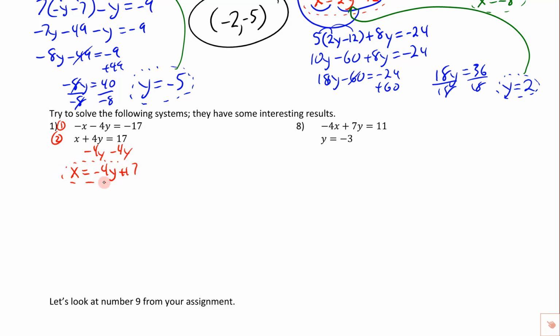We're now going to use this and we're going to plug it into the other equation. Remember, if this is a copy of equation number 2, we don't want to plug it back into equation number 2.